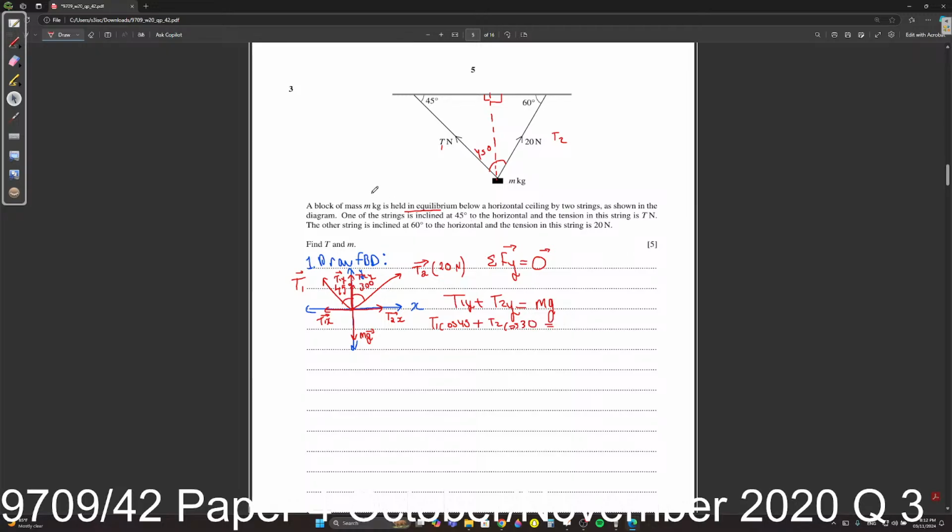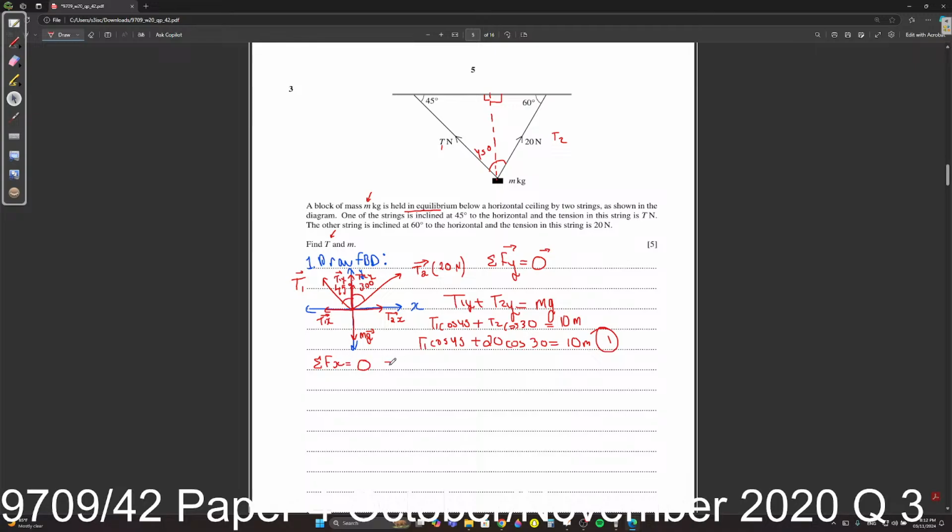The mass, we don't know. It's m. G, we know it's 10, so 10m. T1, we don't know how much it is. We're actually trying to find it. So we're going to keep it as T1 cosine 45 plus T2 cosine 30. T2, we know is 20. We're going to put it as 20 cosine 30 is equal to 10m. Equation number 1.